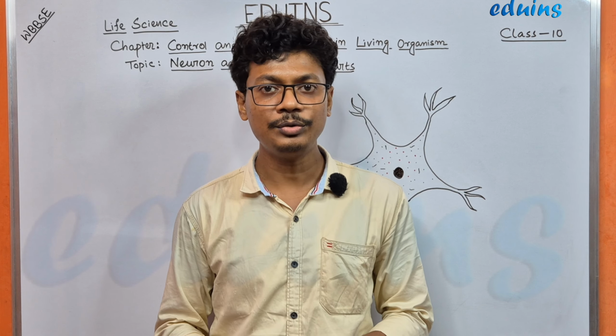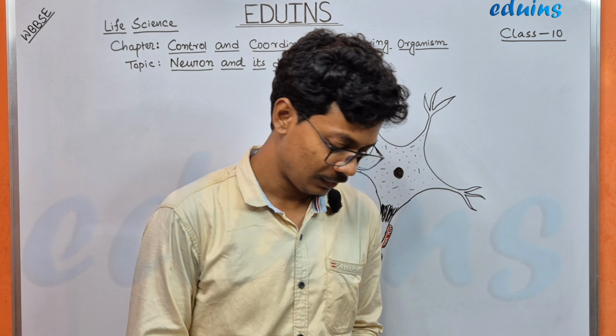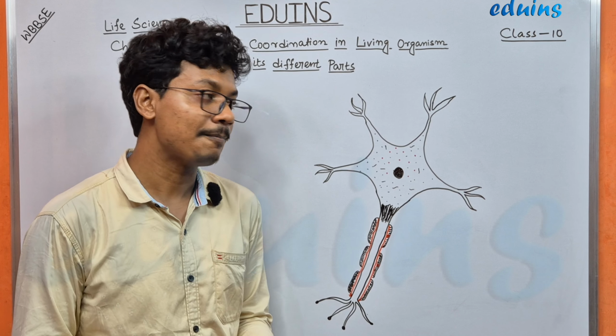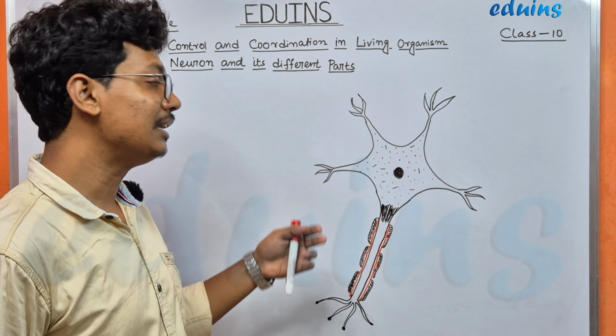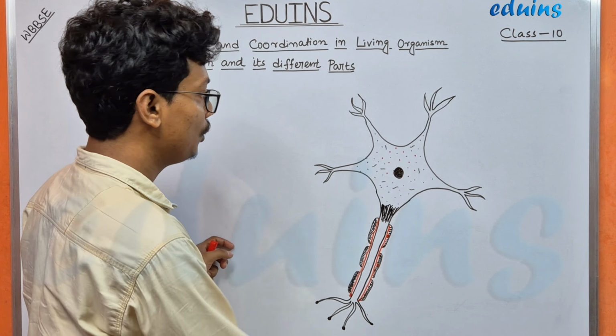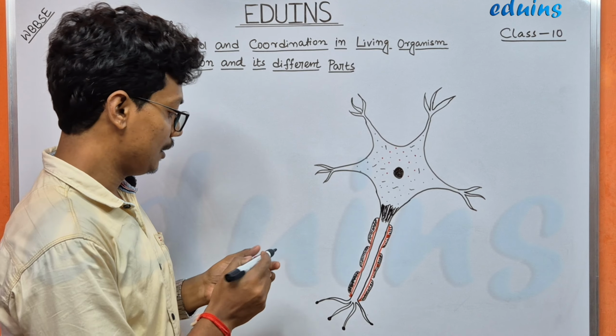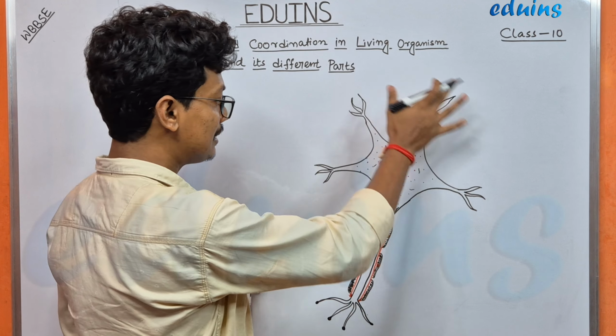Today we will discuss the structure of the neuron, or the nerve cell, from the first chapter of your life science. So what is a neuron or nerve cell? We know that it is the structural and functional unit of the nervous system. So this is the structure of a nerve cell. How does it look? It looks like our hand. This is the one part, these are the branches, and this is one long branch. So this is the neuron, and it is divided into two parts mainly.